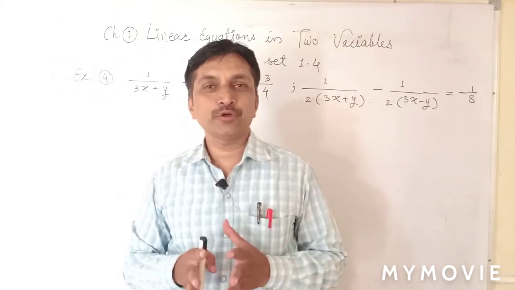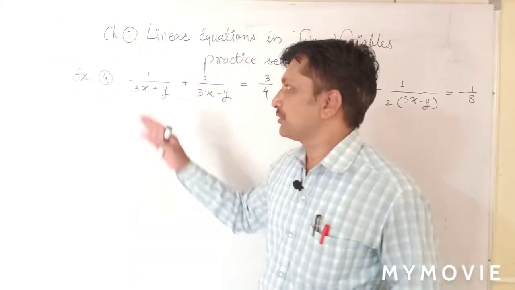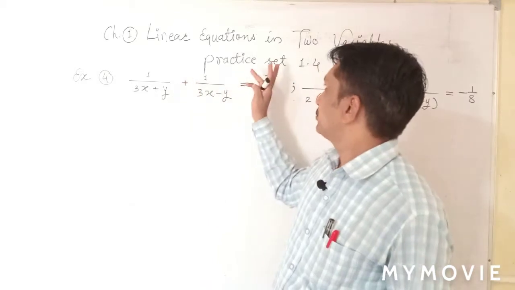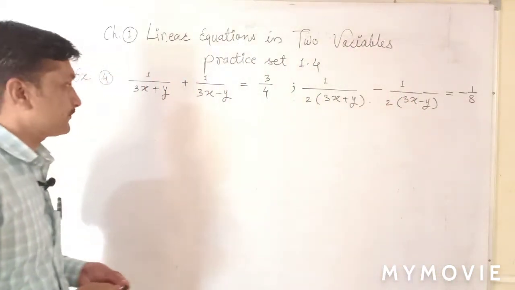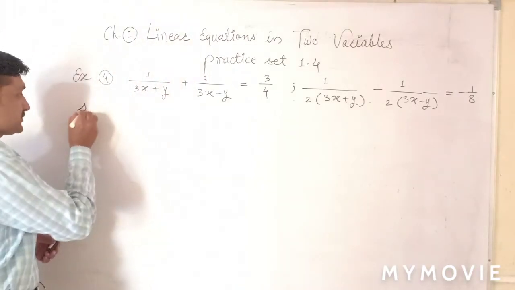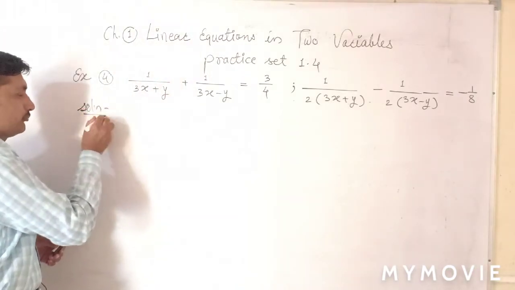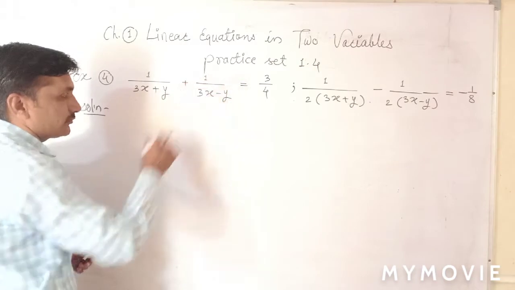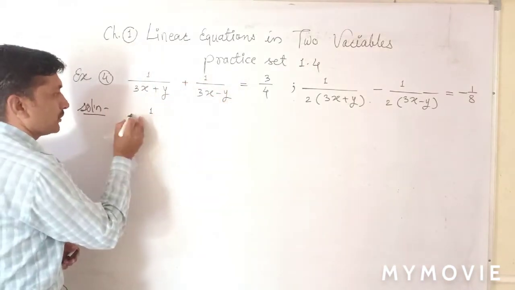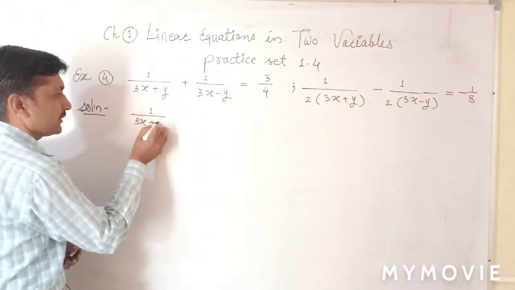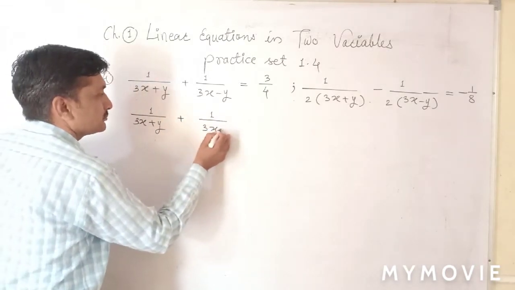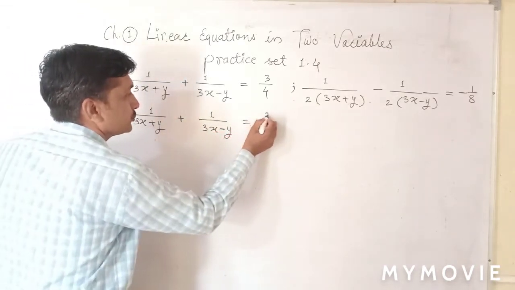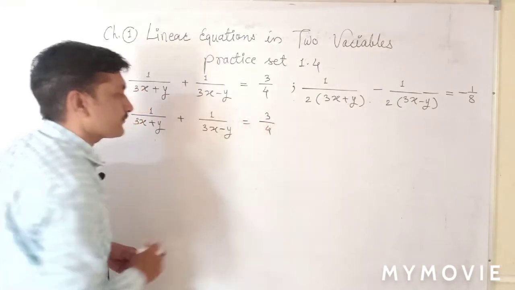Dear friends, in this video we are going to study example number 4 of practice set 1.4 of the first chapter, linear equations in two variables. Let's start the solution. First I write the given equation as it is: 1 upon 3x plus y plus 1 upon 3x minus y is equal to 3 upon 4.